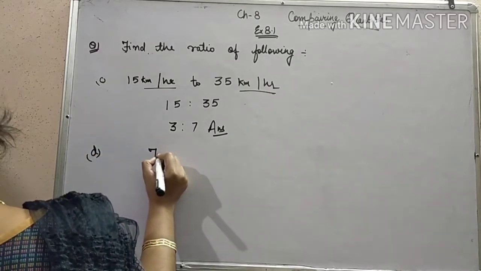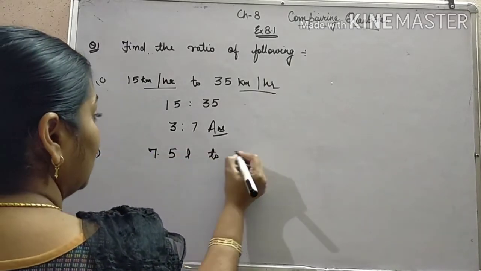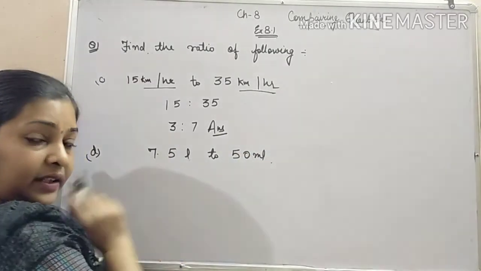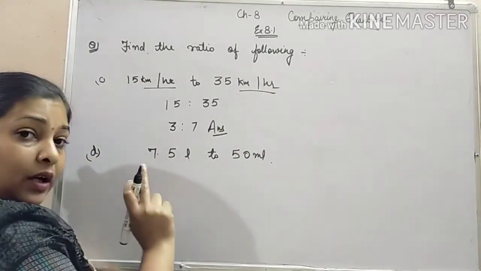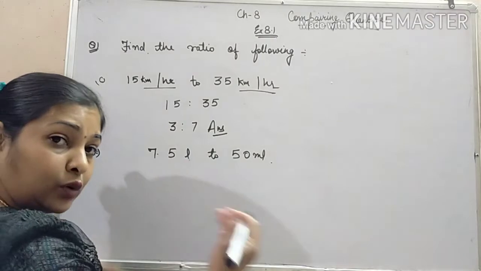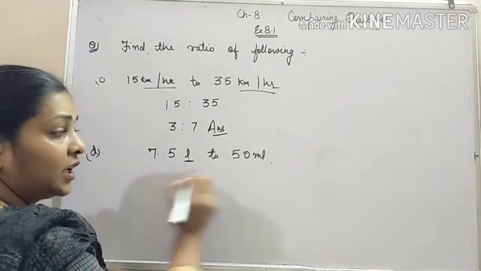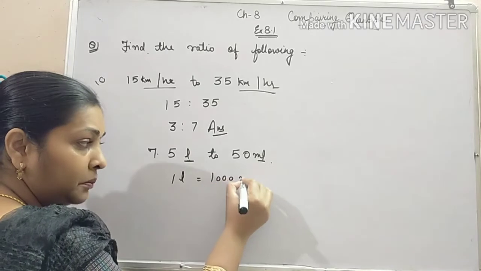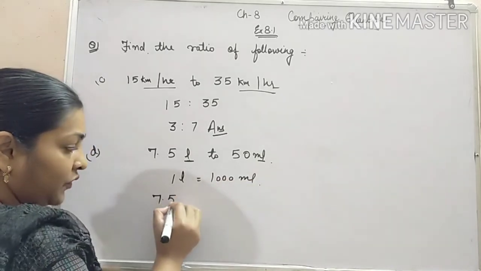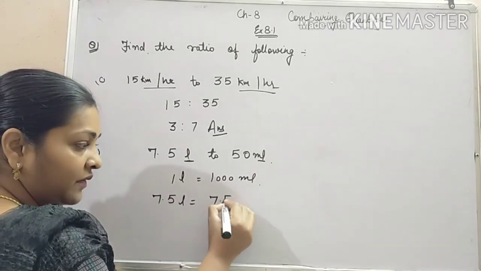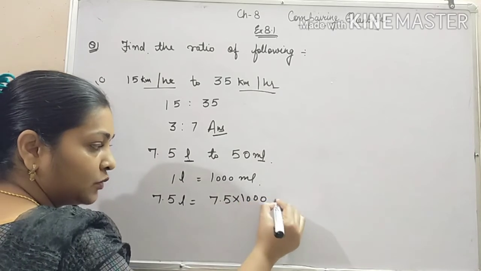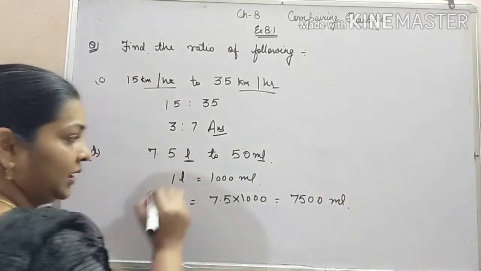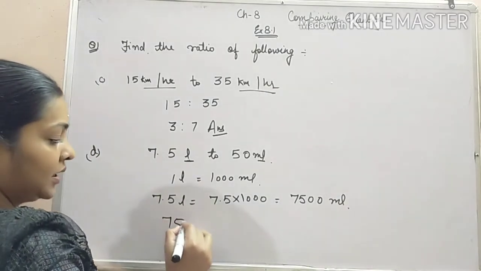One more example I am taking, 7.5 liter to 50 ml. Now see, here it is liter, here it is milliliter, and you need to convert higher unit into smaller unit. That means you will convert liter to milliliter. 1 liter is equal to 1000 milliliter. Now 7.5 liter will be equal to 7.5 into 1000. That is 7500 milliliter. Now you have to find the ratio.